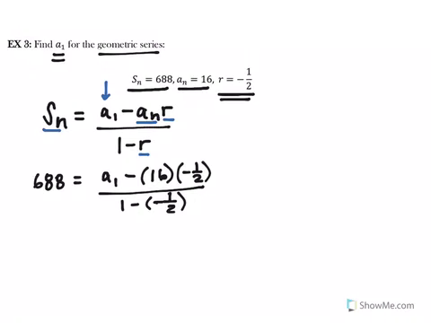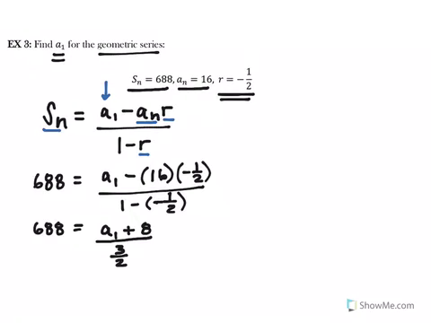So now we're just going to go through and use our order of operations and simplify both sides and then use inverse operations. So we have 688 on the left is equal to a sub 1 minus 16 times negative 1/2, negative 16 and negative 1/2. A negative and a negative is a positive, so this is going to be plus 8. 16 divided by 2 is 8. And then on the bottom we have 1 minus negative 1/2, which is plus 1/2. 1 plus 1/2 would give us 1.5 or 3/2.